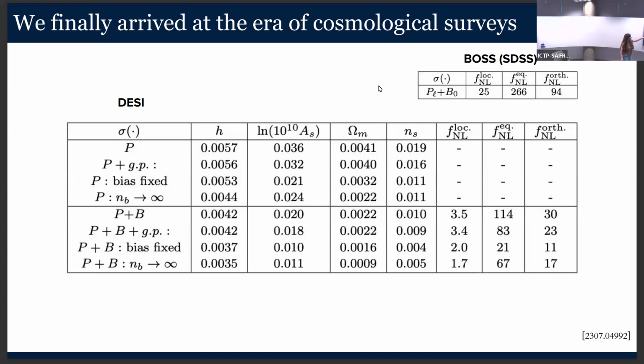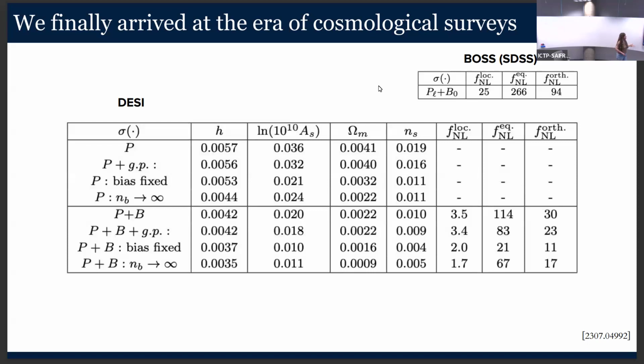Okay, so you can see that those were the numbers that I got from this forecast using BOSS galaxies. And then as soon as you move to DASI, which has a larger volume than BOSS, you can see that including the bispectrum reduces your uncertainties by a lot, more than a factor of 5 of reduction in the uncertainties that you get for these parameters.